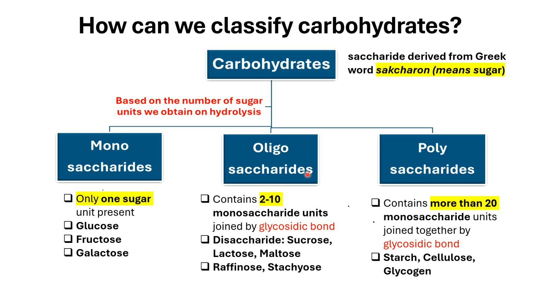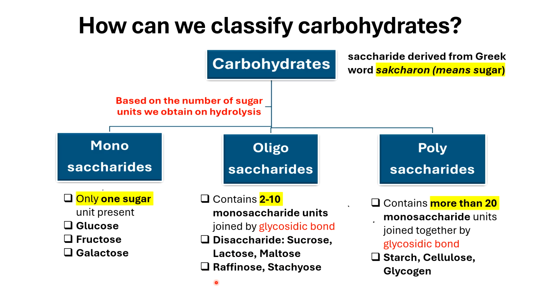Now these sugar units are attached to each other by a special kind of bond. It is called as glycosidic bond. Now if we see examples of monosaccharides, it is glucose, fructose and galactose. If we see oligosaccharide, it will have disaccharide which has 2 saccharide units in them. Examples are sucrose, lactose, maltose.